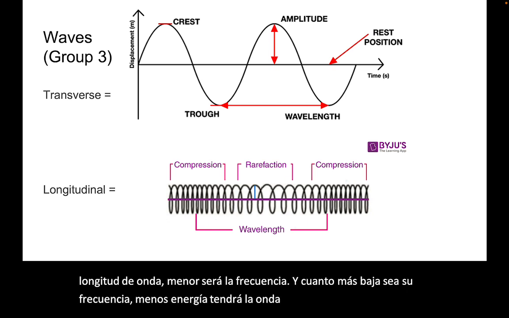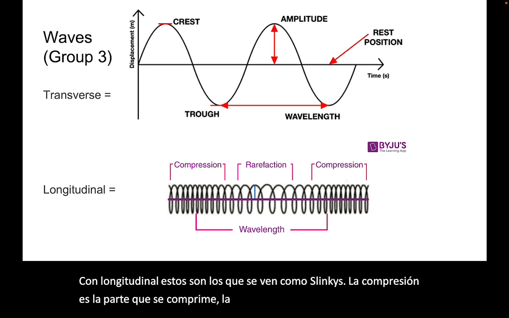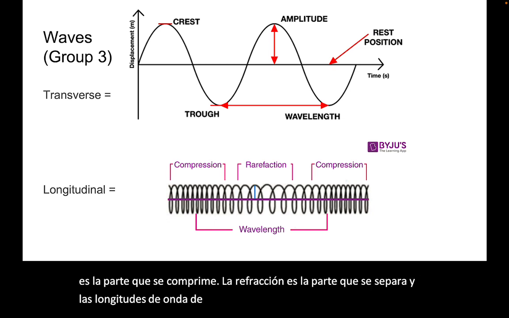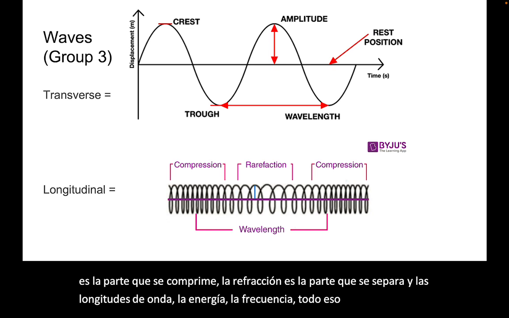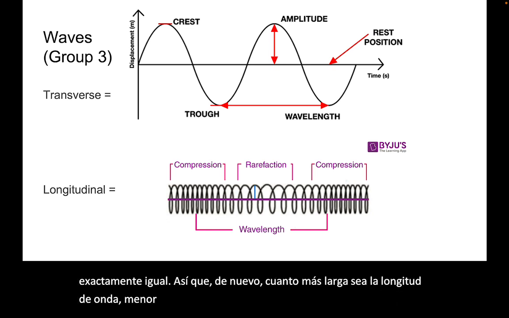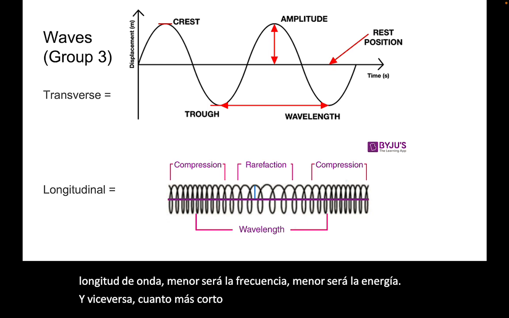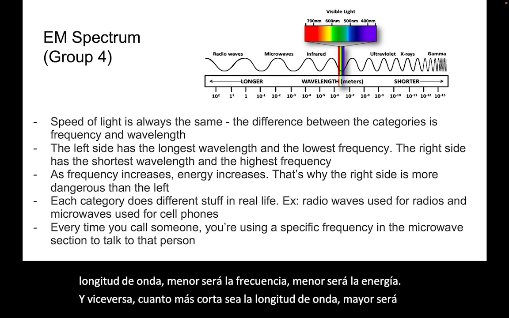That's very important. With longitudinal, these are the ones that look like slinkies. Compression is the part that's squished together. Rarefaction is the part that's spread apart. And wavelengths, energy, frequency, all that work exactly the same as well. So again, the longer the wavelength, the lower the frequency, the lower the energy. And vice versa, the shorter the wavelength, the higher the frequency, the more energy the wave has.